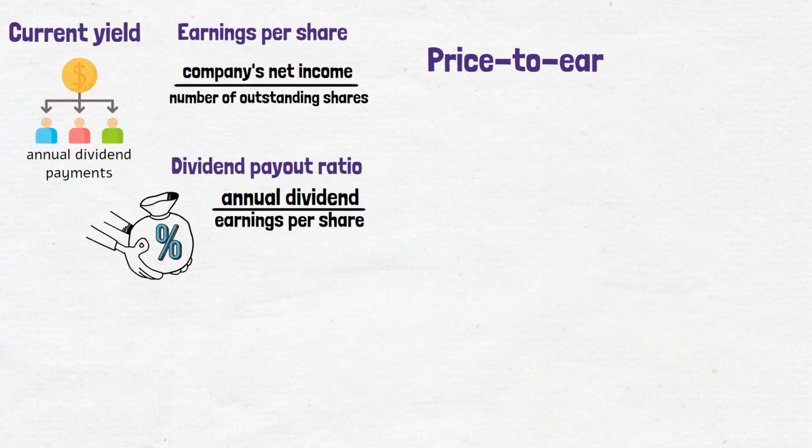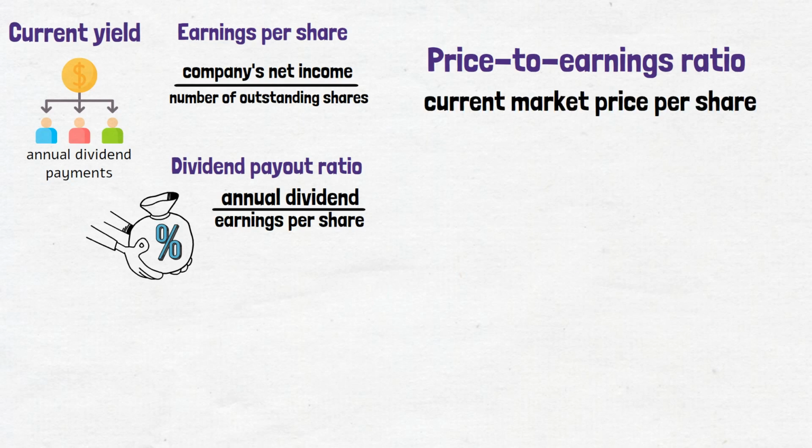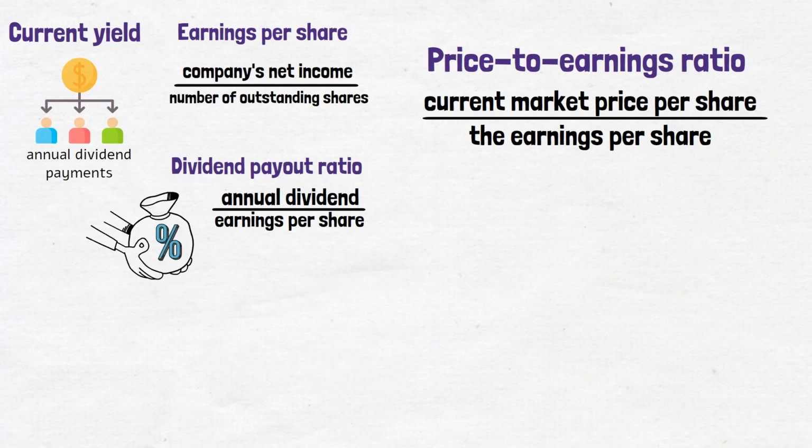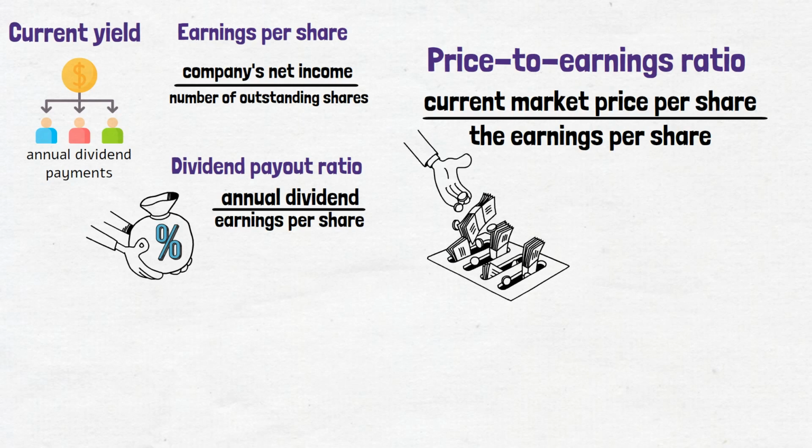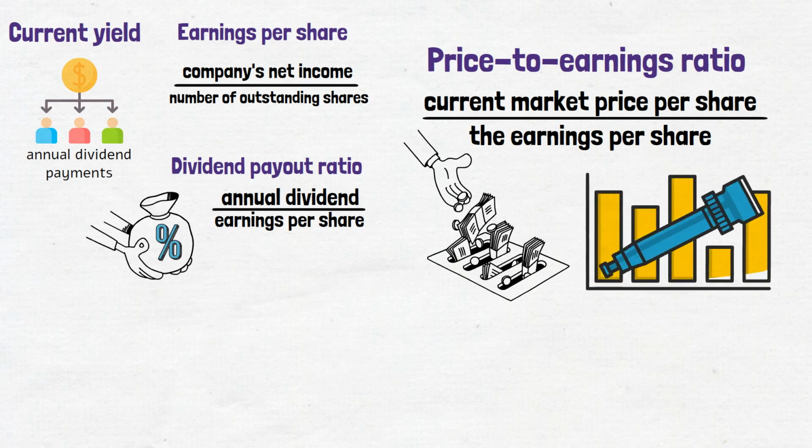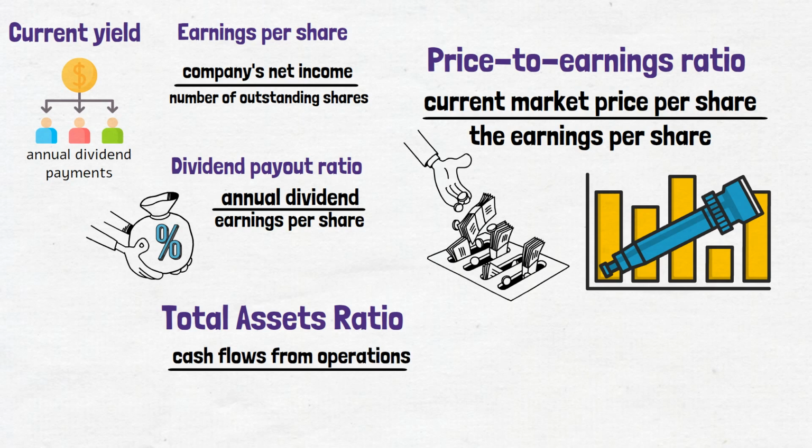The price-to-earnings ratio is the current market price per share divided by the earnings per share and represents the price that investors are willing to pay for each dollar of the company's earnings. A high price-earnings ratio can indicate that the market expects the company to have strong future growth potential. The total assets ratio is the cash flow on total assets ratio and is calculated as cash flows from operations divided by average total assets.